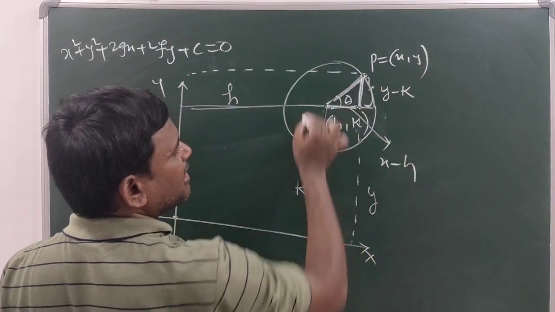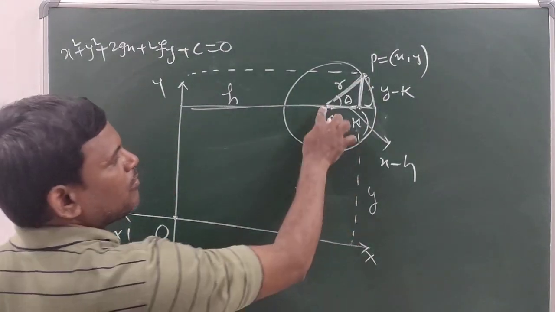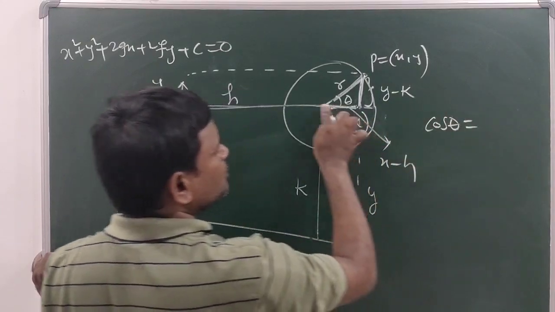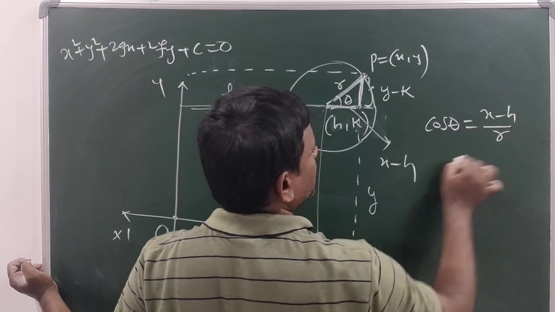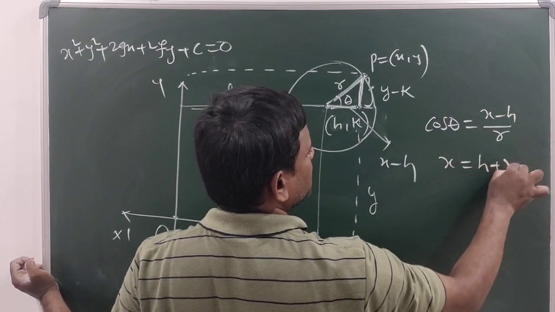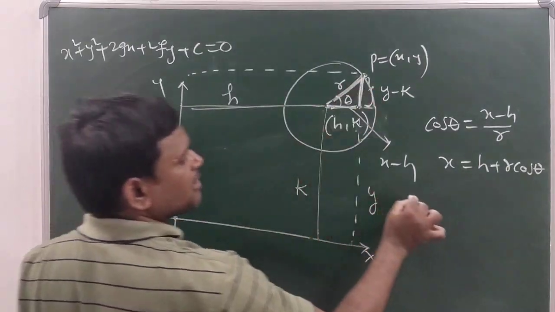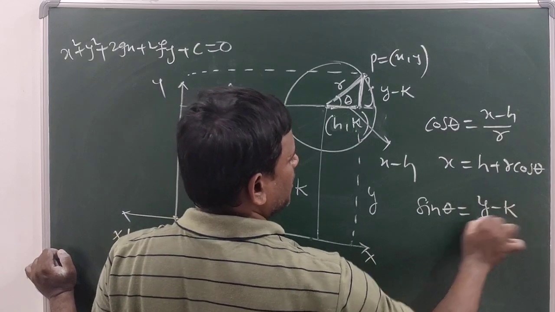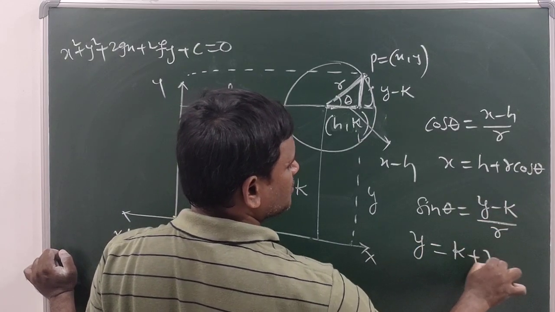Now here one right angle triangle is formed. So this is the radius of the circle. Now in this right angle triangle define cos theta. So adjacent by hypotenuse, x minus h by r. Now x equal to h plus r cos theta. Similarly define sin theta, y minus k by r. Now y is equal to k plus r sin theta.